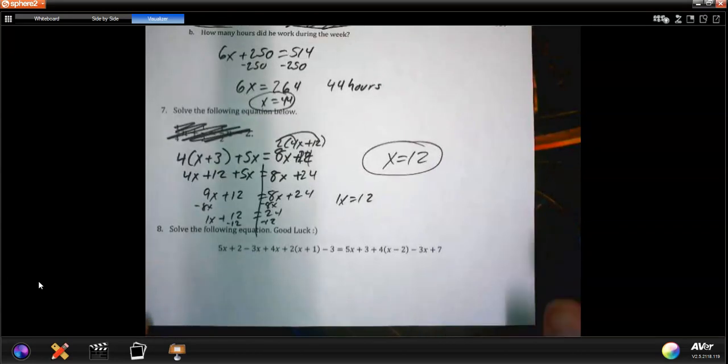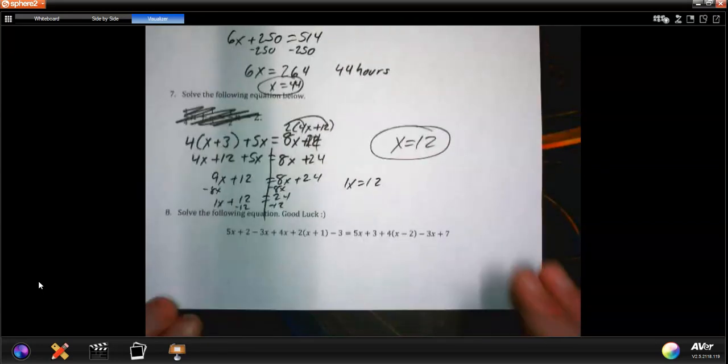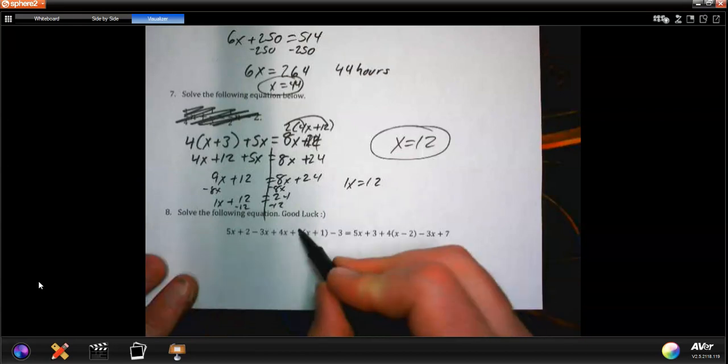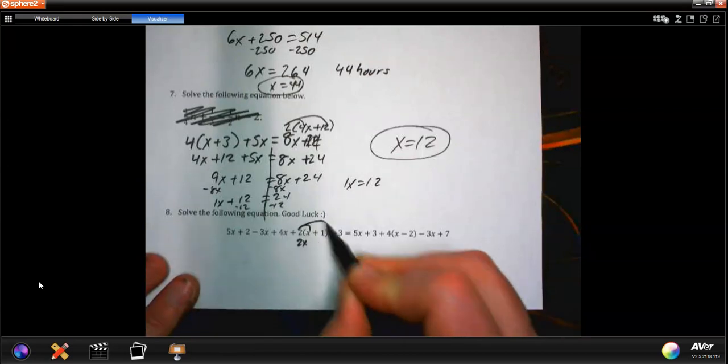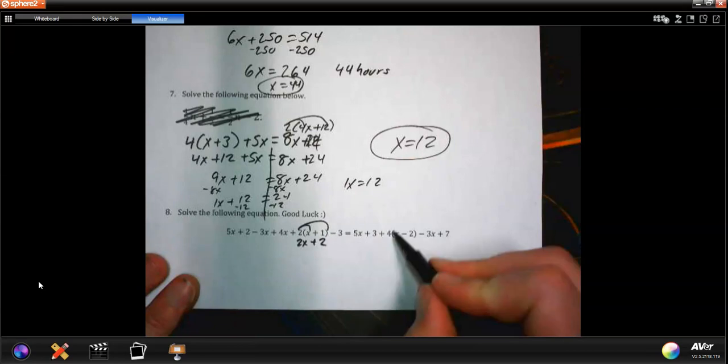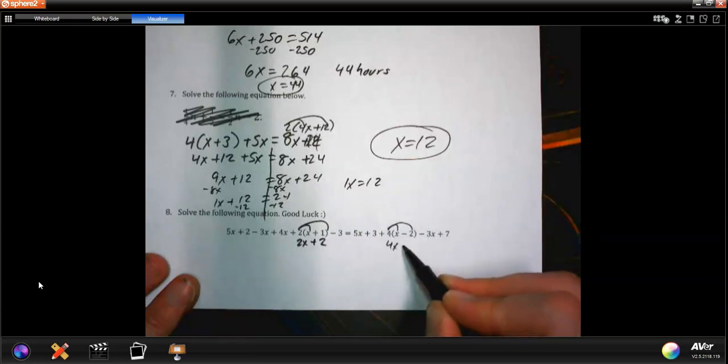All right, this is one of those big nasty ones, just for fun of it. Why not? Okay. Solve the following. Let's get rid of parentheses first. We've got to go 2 times x to get 2x, 2 times 1 to get 2, 4 times x to get 4x, 4 times negative 2 to get negative 8.